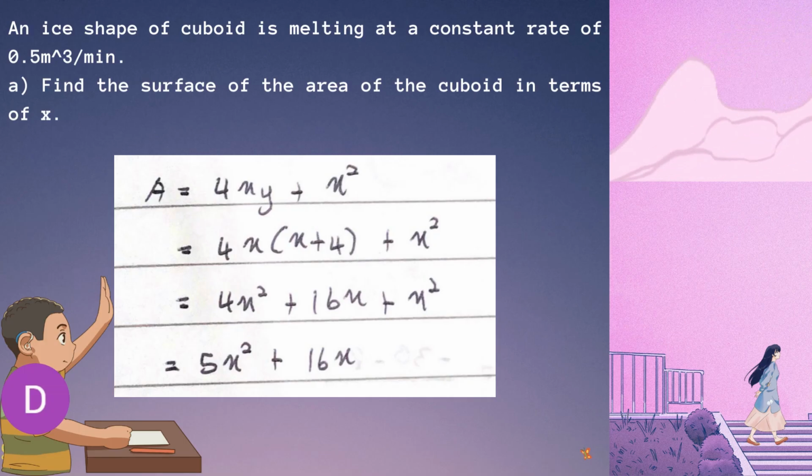Based on the question just now, an ice cube is melting at a constant rate of 0.5 meters cubed per minute. To find the surface area of the cube in terms of x, we need to use the area equal to 4xy plus x squared. For the y, we can take from the height of the cube, which is x plus 4. So we substitute y equal to x plus 4 into the equation, and then we get 4x squared plus 16x plus x squared. Then the area equation is 5x squared plus 16x.